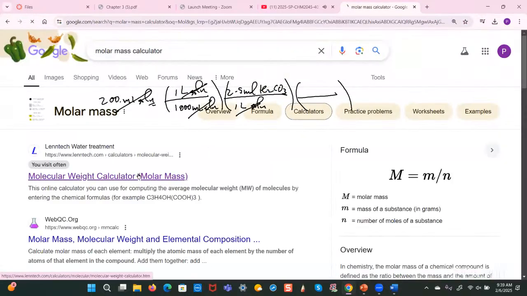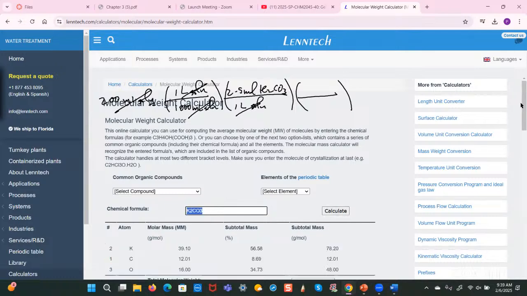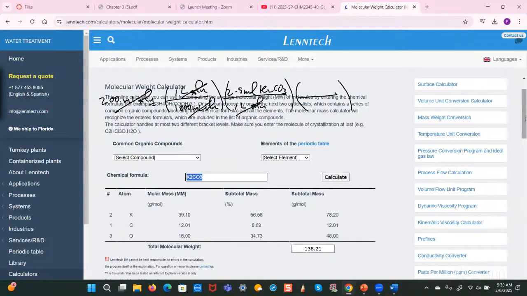So for potassium carbonate, K2CO3, the molar mass is 138.21. So I'm going to put that: 138.21 grams of K2CO3 over 1 mole of K2CO3. And then we do the number crunching.